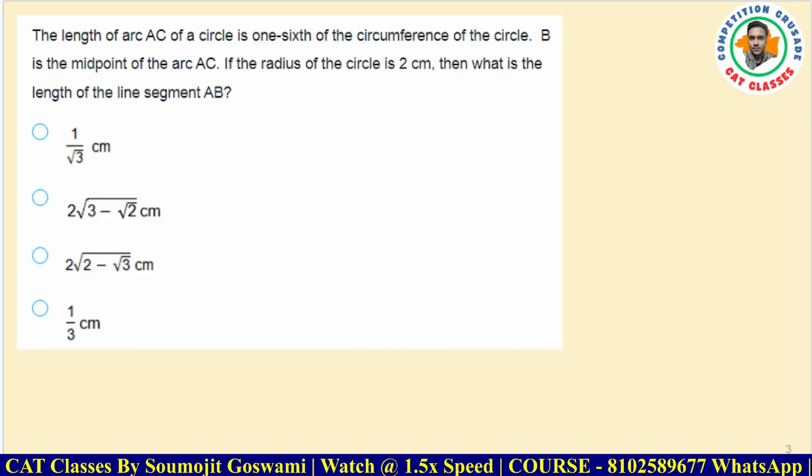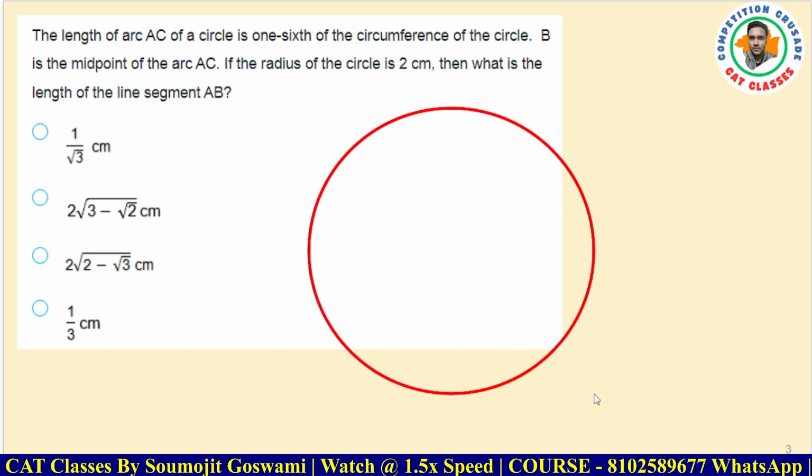This question: the length of the arc of a circle is 1/6 of the circumference. Let's draw a circle, and then we are told that there is an arc. Suppose this is the chord that the arc subtends, and it is given that it is arc AC. The midpoint of the arc is B, and we have been asked to calculate the length AB. How can I do that? Let's see. First of all, let us assign a center to this circle. So suppose this is the center.